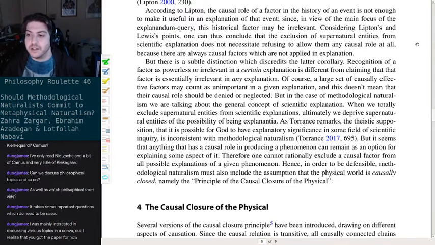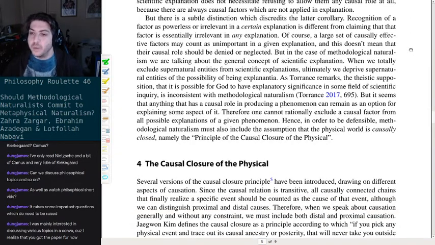Of course, a large set of causally efficacious factors may count as unimportant in a given explanation, and this doesn't mean that their causal role should be denied or neglected. But in the case of methodological naturalism, we are talking about the general concept of scientific explanation. When we totally exclude supernatural entities from scientific explanations, ultimately we deprive supernatural entities of the possibility of being explanatory.